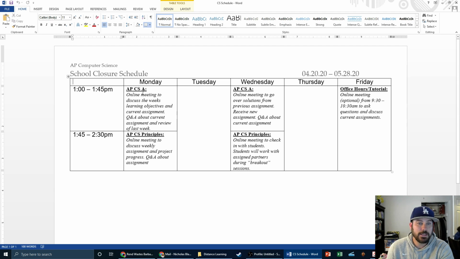We'll go over solutions to the previous week's assignment. For APCSA, you're going to get one assignment for the entire week, and that assignment's going to be typically 4 FRQ problems. It's going to be broken down into 2 different parts so that we can go over the solutions more efficiently. On Monday, I'm going to assign 2 problems, and then on Wednesday, I'm going to assign the other 2 problems.